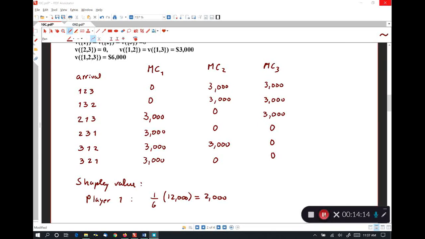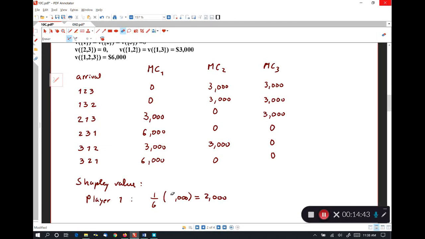Okay, so I didn't do things correctly. When we look at player 1, if player 1 comes after player 2, then we go from 0 to 3,000. But if player 1 comes after 2 and 3 are there, we go from 0 to 6,000. So that should have been a 6,000. And the same at the bottom, where player 1 comes after 3 and 2. When 2 and 3 are there, they get 0. Then player 1 comes and we jump to 6,000.